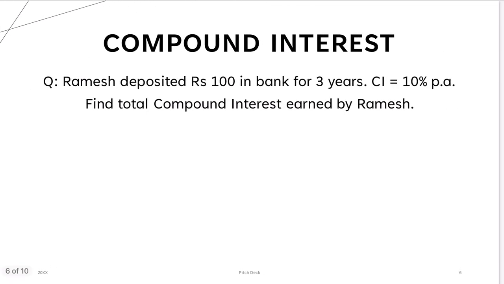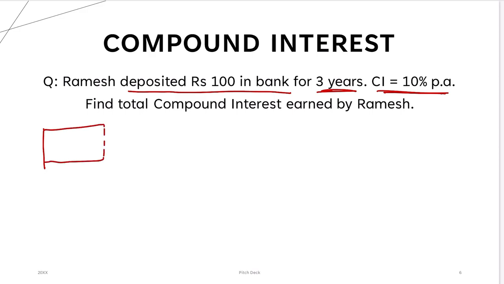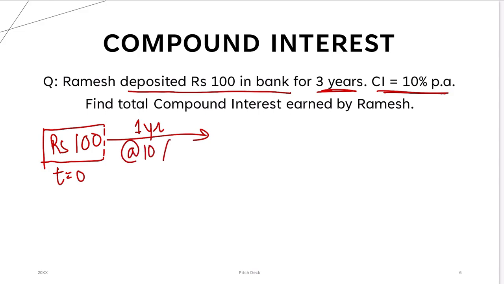Now, let's see. I go to the bank. Again, Ramesh has deposited 100 rupees in the bank for 3 years at compound interest of 10% per annum. Now, what is happening? At time 0, meaning today, he has given 100 rupees to the bank. This is time 0. After 1 year, what will happen? We add 10% per annum. So add 10%.